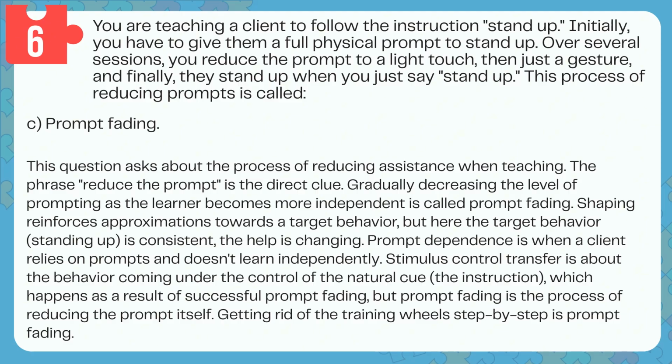Shaping reinforces approximations towards a target behavior, but here the target behavior, standing up, is consistent, the help is changing. Prompt dependence is when a client relies on prompts and doesn't learn independently. Stimulus control transfer is about the behavior coming under the control of the natural cue, the instruction, which happens as a result of successful prompt fading, but prompt fading is the process of reducing the prompt itself. Getting rid of the training wheels step by step is prompt fading.